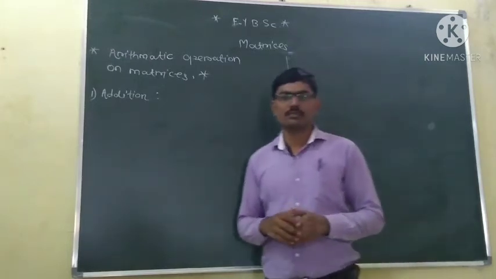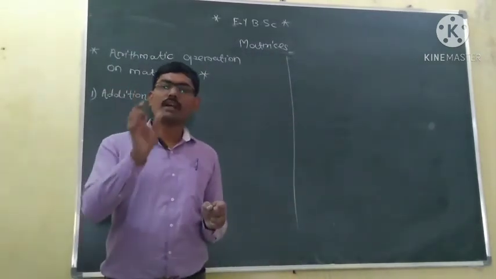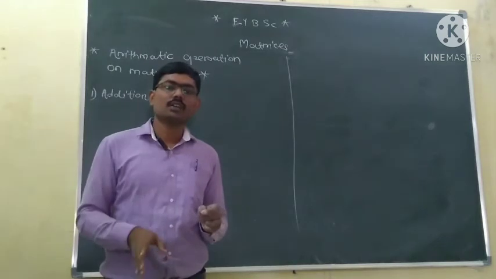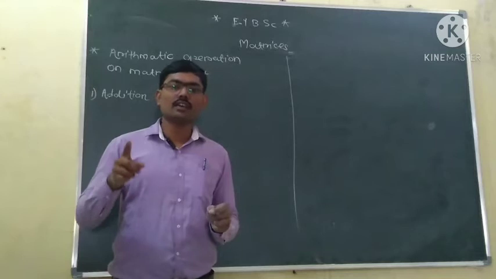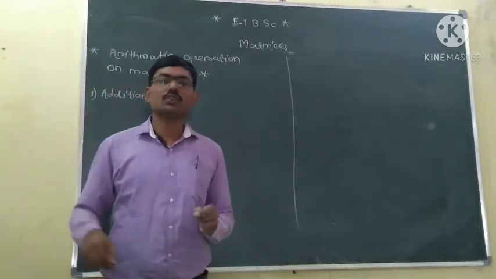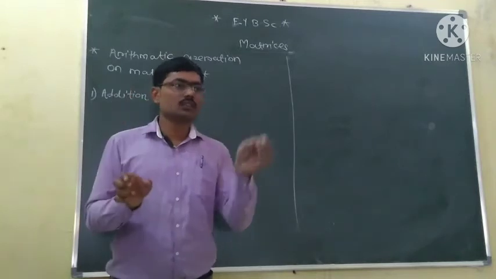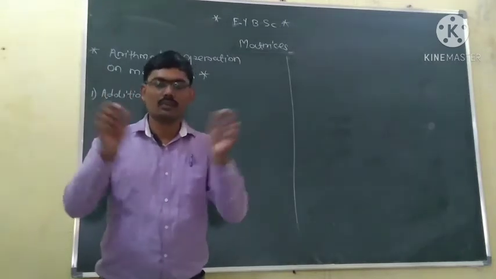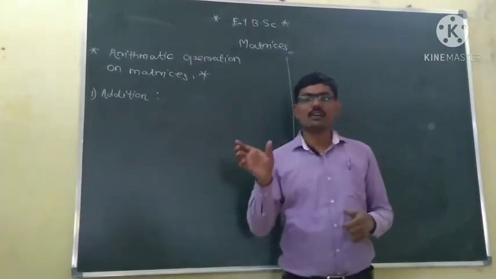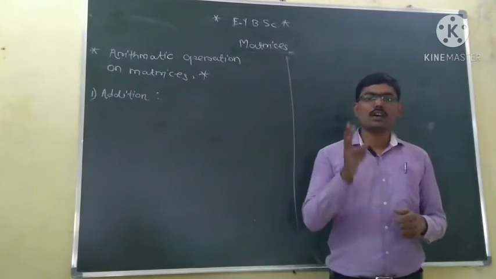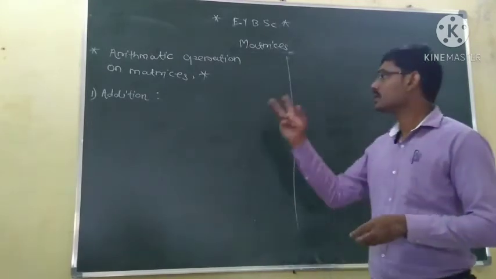The answer is no. For addition of two matrices, the order of both matrices should be same. If one matrix is of order 2 by 3, then for addition, the other matrix should also be of order 2 by 3. Then we add their corresponding elements. So first element here, we add, and respectively we add other elements too. So for addition, both the matrices should have the same order. So this is the operation addition.